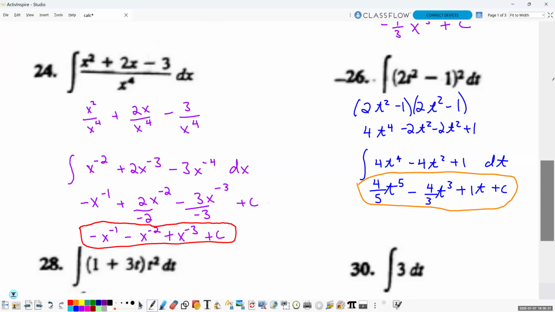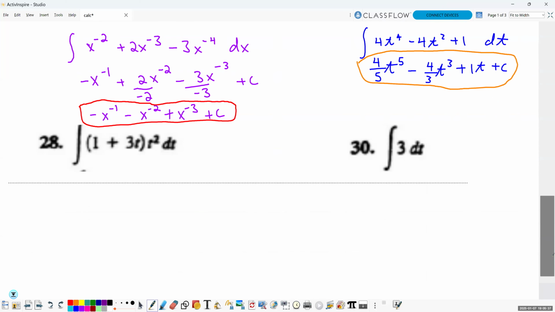Okay. 28, same situation. I want to make that power rule ready. So I'm going to distribute that t squared, so I'm going to have the integral of t squared plus 3t cubed dt. Add a power, divide by the new power, add a power, divide by the new power, plus c. This is like the best one, guys. It's just going to be 3t plus c. That one's the best.